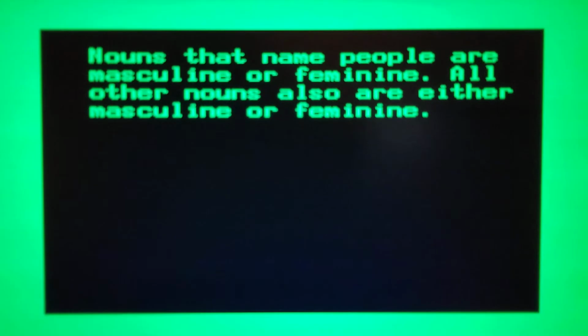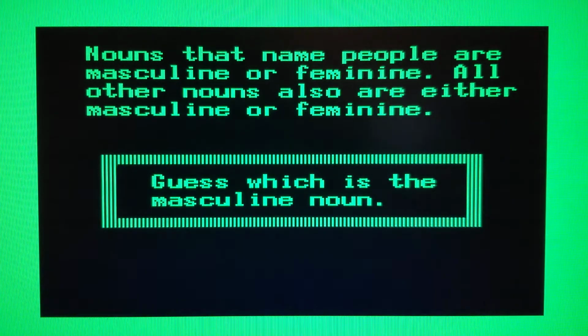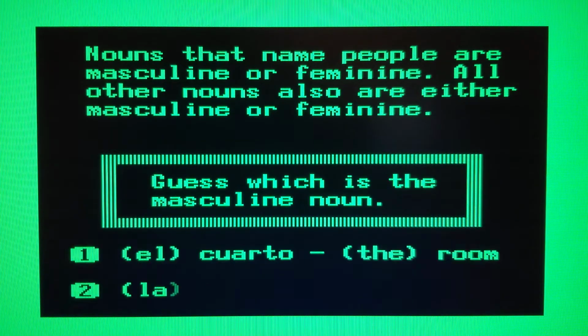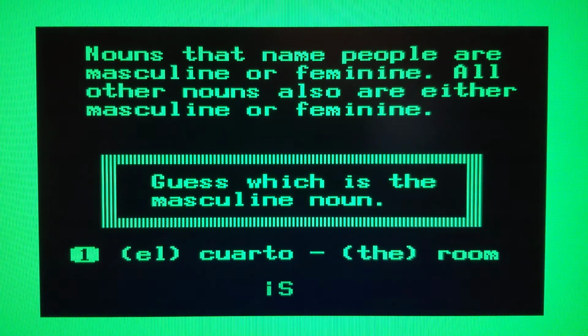You have learned that nouns that name or designate specific people are masculine or feminine, depending upon the people to whom they refer. All other nouns are also either masculine or feminine, but since obviously their gender cannot be learned by meaning, it has to be learned other ways. Guess which is the masculine noun, cuarto or casa? Sí.